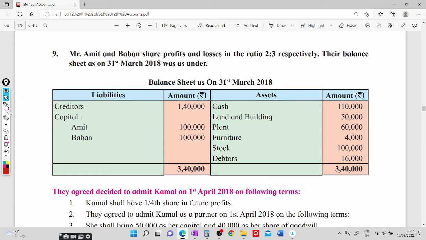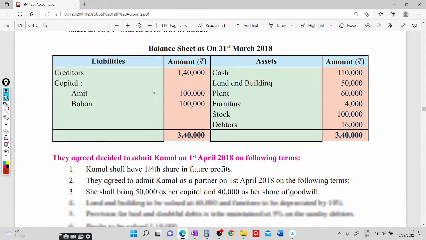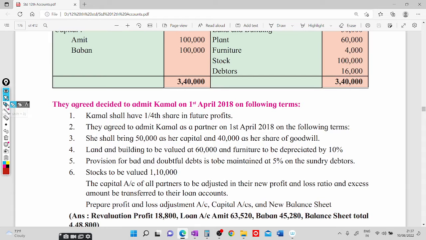Today we will solve illustration number 9, page 166 of 12th Commerce. Amit and Baban both are partners sharing profit and losses in the ratio 2:3 respectively. They decided to admit Kamal on 1st April 2018 on following terms. Kamal would bring capital 50,000 and 40,000 as her share of goodwill.